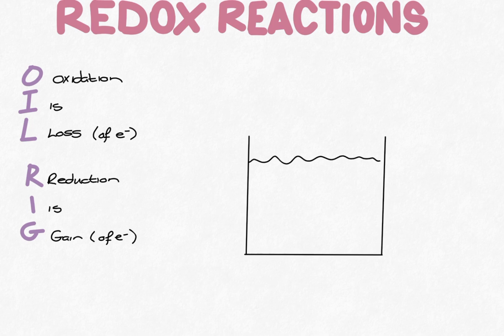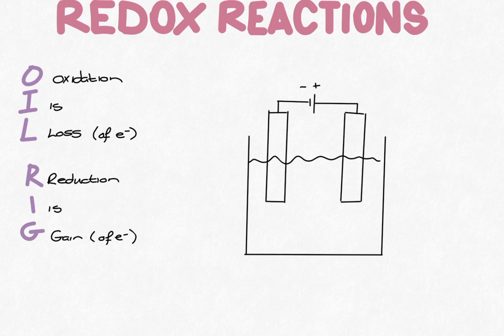Now, as we can remember, in electrolysis we have an electrolyte with two electrodes placed into the electrolyte that is attached to a power source. Now, the positive end of the power source is attached to an electrode called the anode, which will be positively charged. And the negative side of the power source is attached to the cathode, and this is the negative electrode.